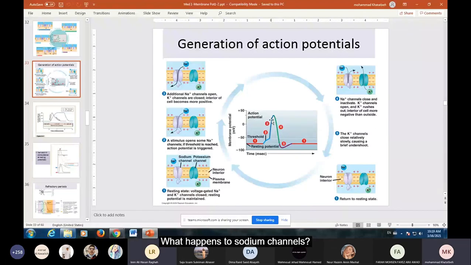What happens to sodium channels? You start inactivating these sodium channels. Once you have inactivated sodium channels and you have higher activity for potassium channels, you get fast reflection back toward the polarized state for the membrane. And in this case we get what we call phase 4, or the falling phase of the action potential, or the repolarization phase of the action potential.